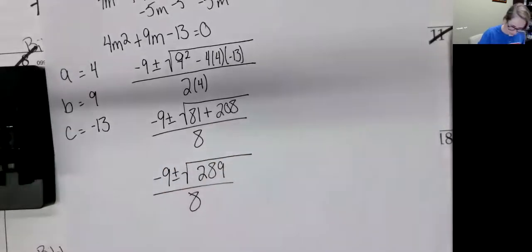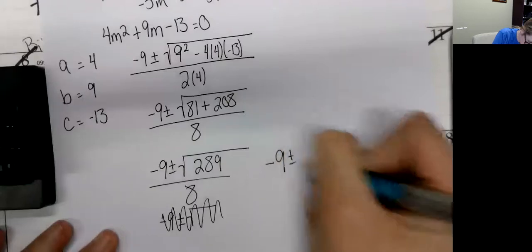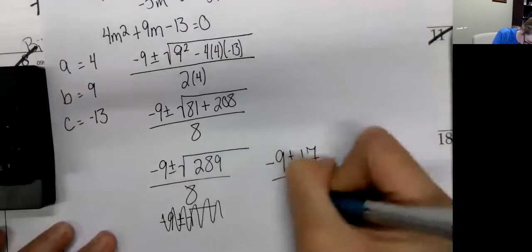I'm going to use our calculator. So square root of 289 equals 17. Negative 9 plus or minus 17 over 8.